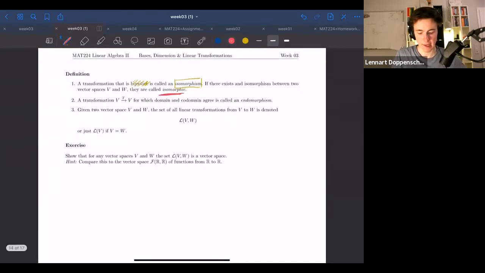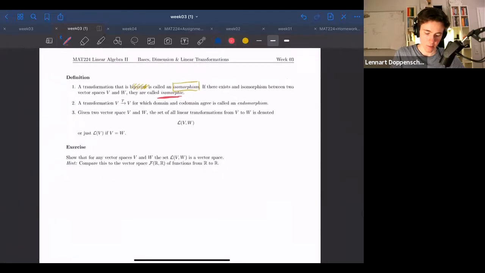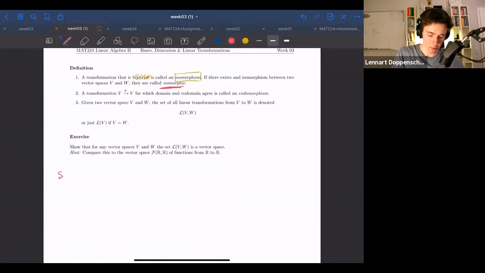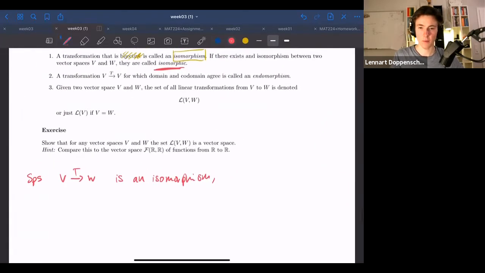I guess we'll just make a quick comment. So what does it mean? Suppose T from V to W is an isomorphism. Then what does that mean effectively?